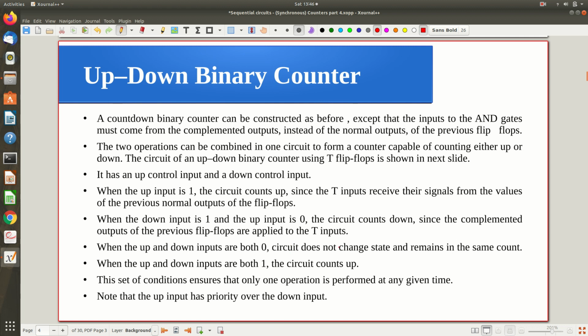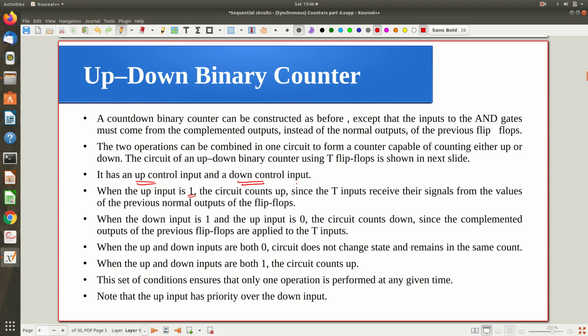So you can control it using a single control line also, but here it is implemented in a more general way. We will see sometimes we may enable both, and at that time it will give some priority to up counting, okay. So it's a more general implementation, so that's why it's using two different control inputs, an up count control and a down count control, okay.